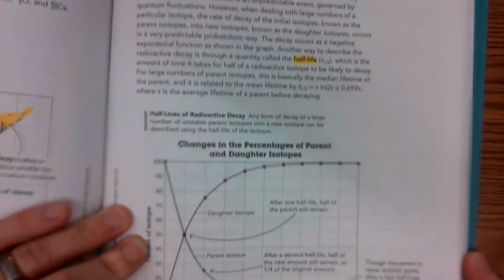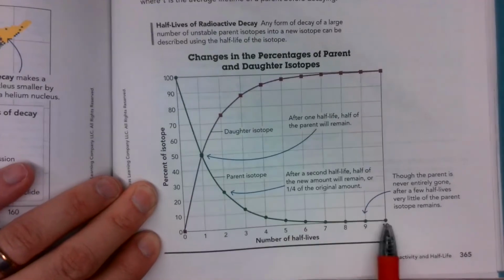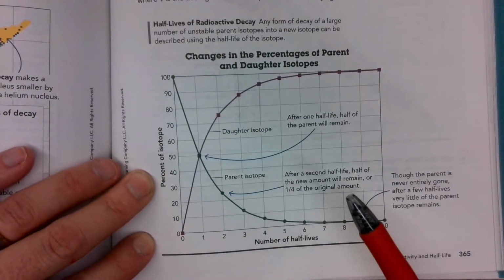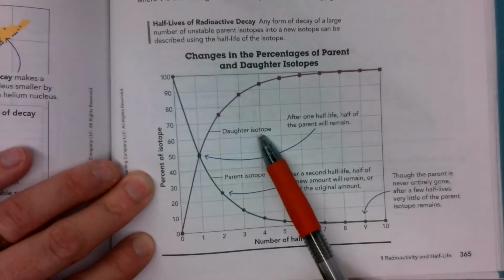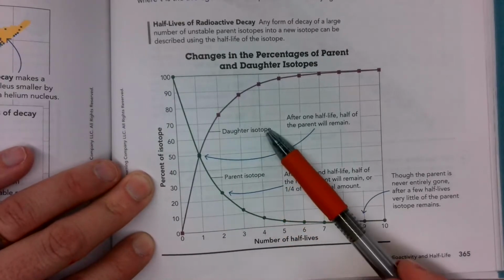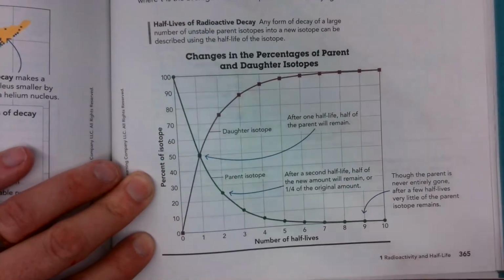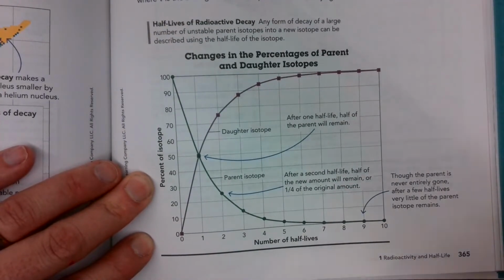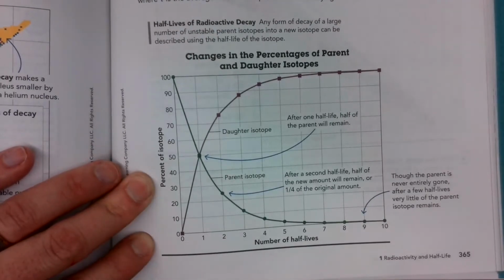Now if we come down here, there's a graph that represents this concept. This green line represents what we call the parent isotope, and this pink line represents the daughter isotope. The difference between a parent and a daughter is that the parent obviously comes first. The parent isotope is the one that we are measuring against. It's the one that we are trying to observe.